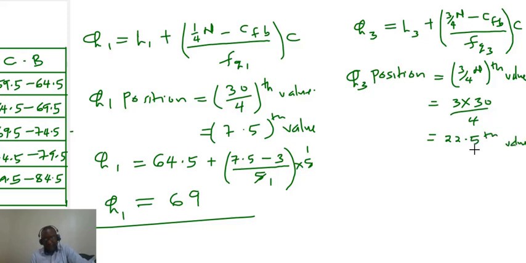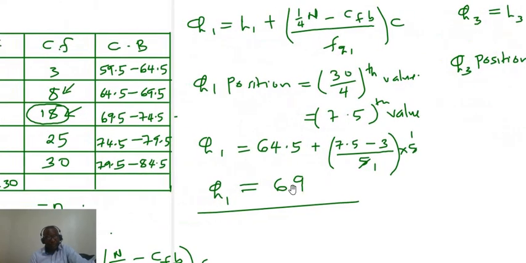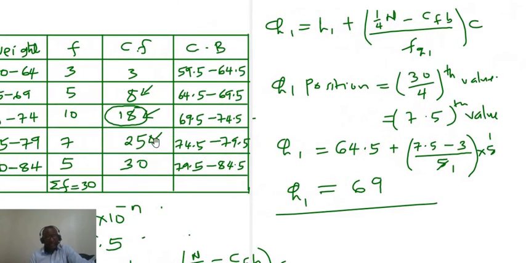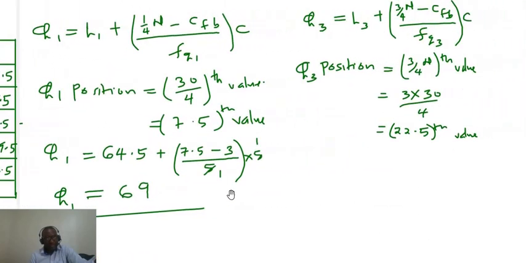22.5 value. Okay, so the next thing here is we go back to our table and identify where 22.5 lies. So 22.5 is a value that lies in there. Alright, so when we look at our table here, the cumulative frequency before is 18, the frequency of the upper quartile class is 7, and then the lower boundary of the upper quartile class is 74.5. So that's what you're going to substitute right over here.